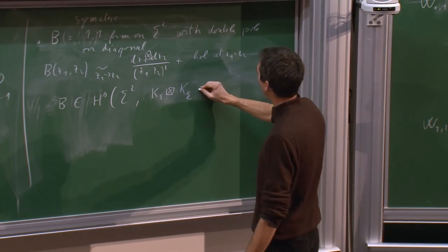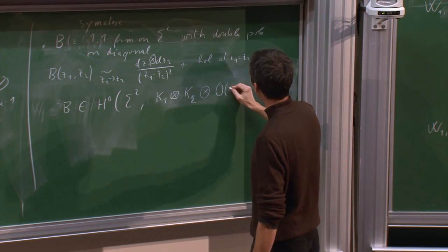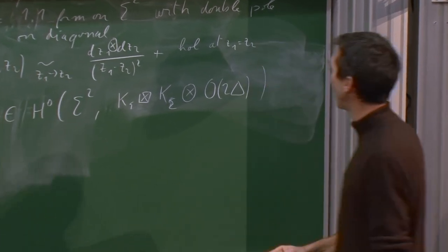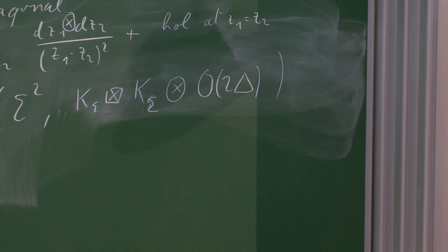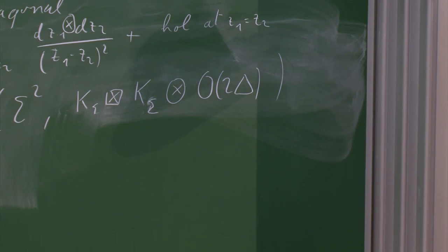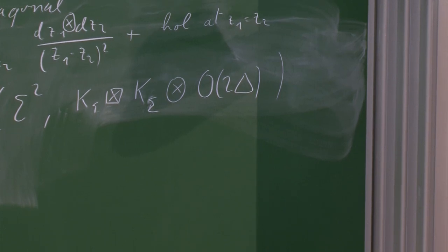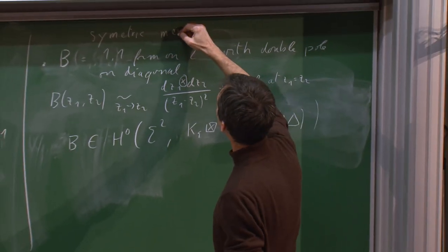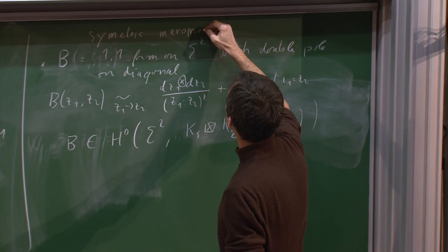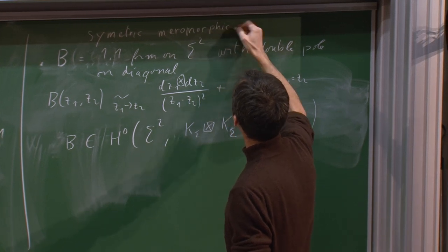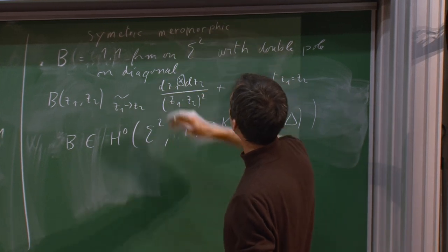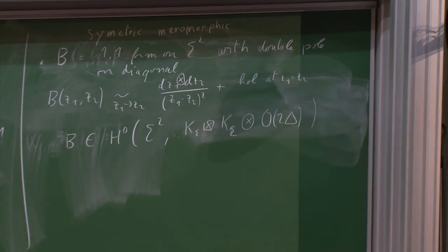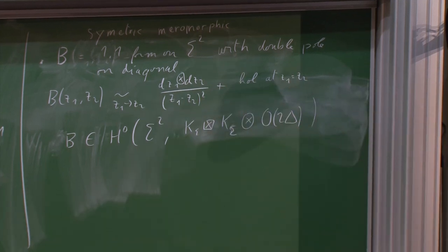And to say that there is a double pole on the diagonal, where Delta is the diagonal, let's write it this way. So it's meromorphic, because there is a double pole, and no other pole.